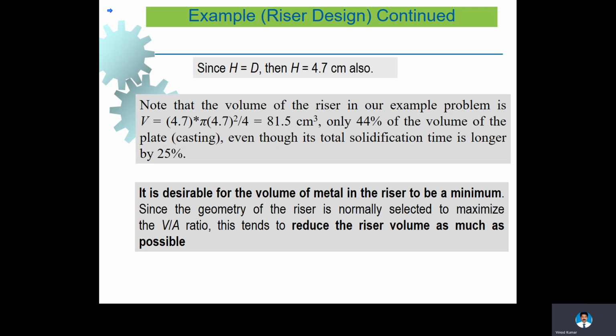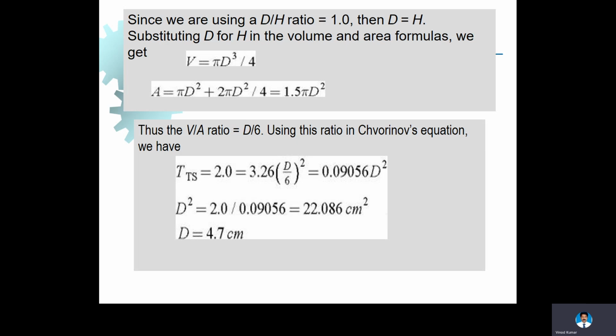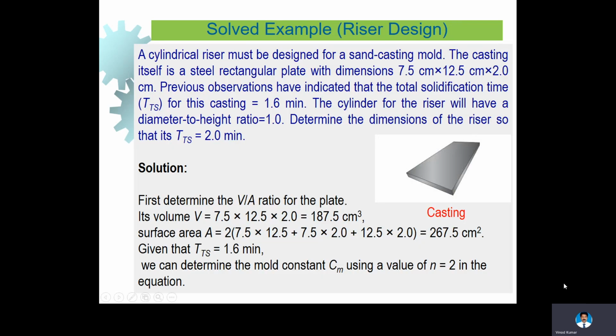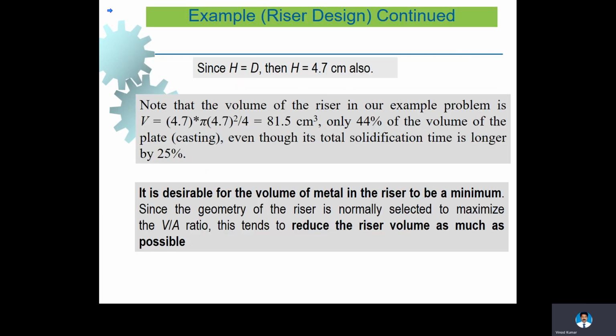Now, if you analyze it closely, you can understand that the volume of the riser is 81.5 centimeter cube, whereas the volume of the casting is around 187.5. That means only 44% of the volume of the casting is required in the case of a riser. Even if it is very less in volume, the volume of the riser is much less than the volume of the casting, but it takes a long time to solidify. This is the factor you should understand in here.